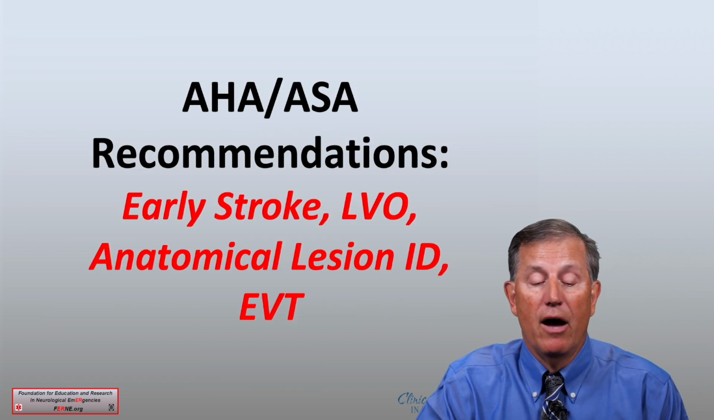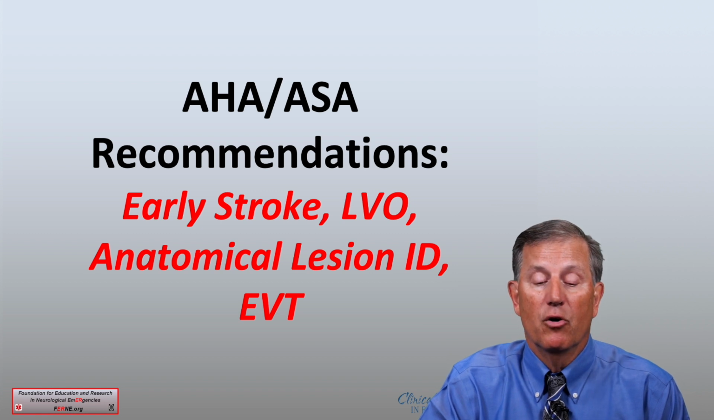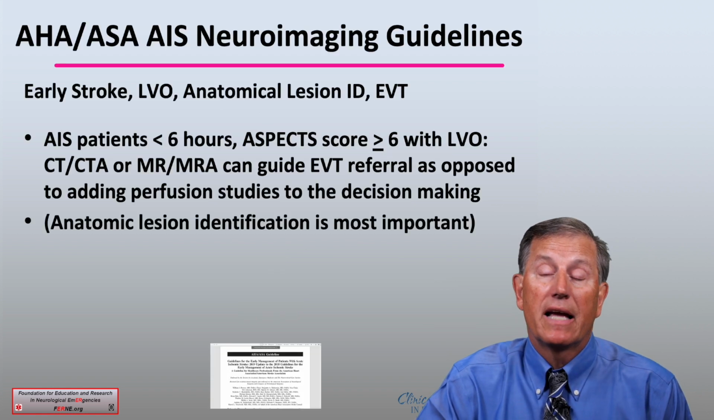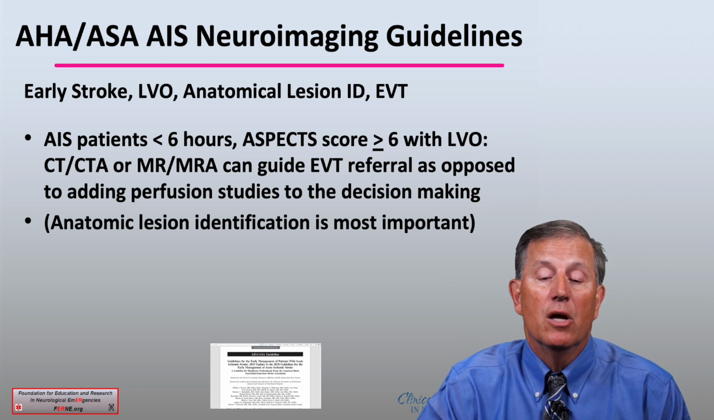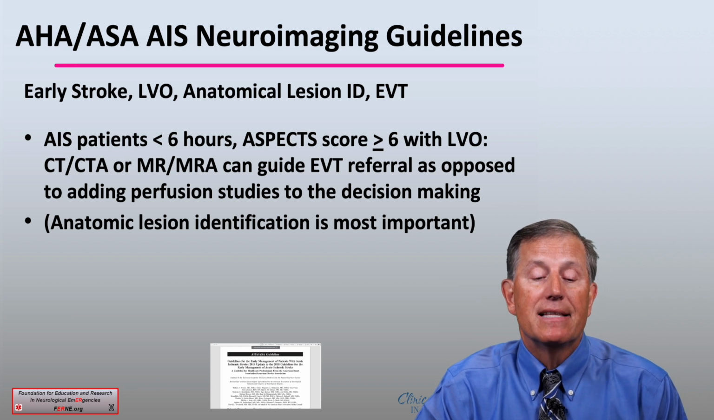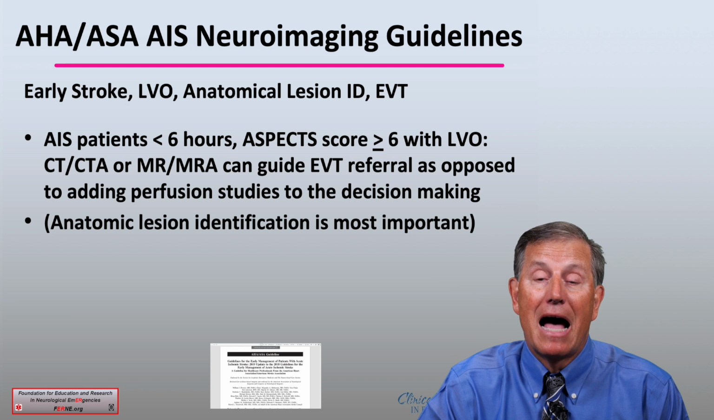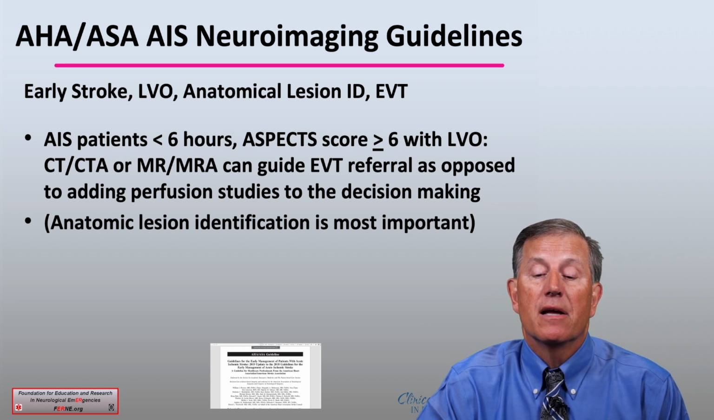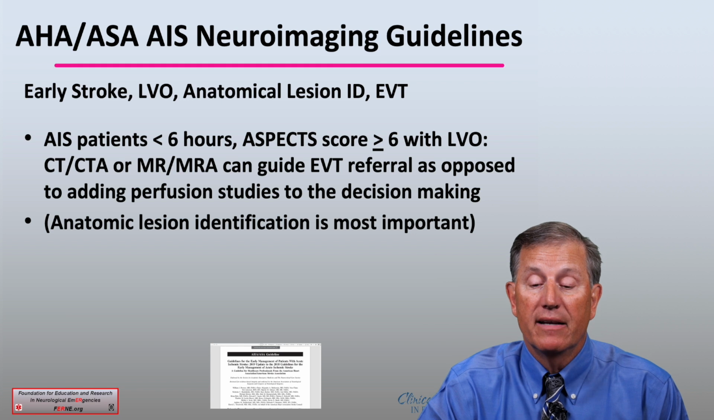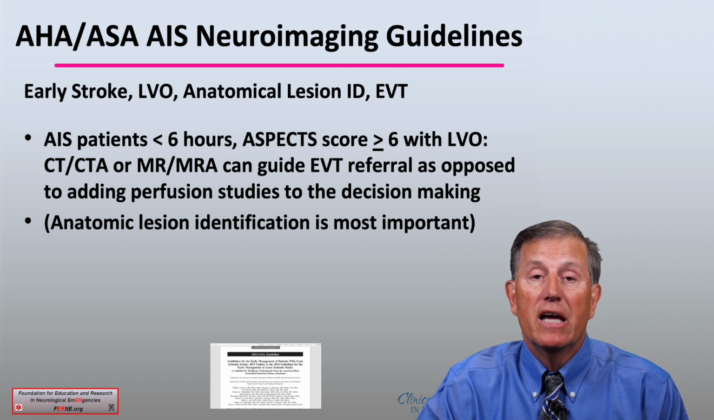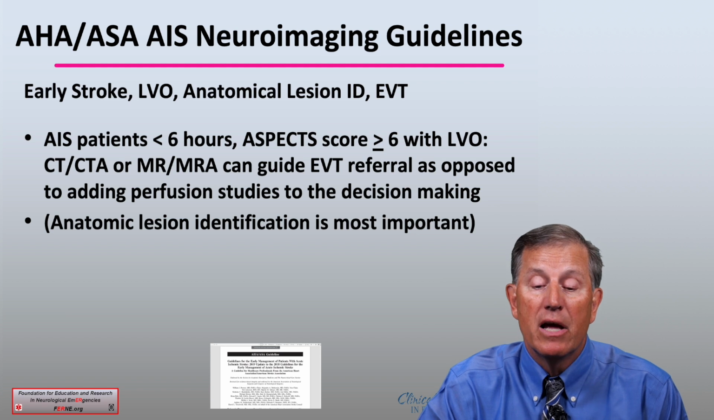What about early stroke, LVO, anatomical lesion identification, or EVT itself? So what do the guidelines say about AIS neuroimaging in these situations where you're trying to identify the anatomical lesion? The guidelines say in stroke patients less than 6 hours, where the ASPECT score is 6 or greater with a suspected LVO, you should do vessel imaging with CTA or MRA to guide your use of endovascular therapies and referral to a comprehensive stroke center, as opposed to waiting and doing additional perfusion studies to add to your decision making.